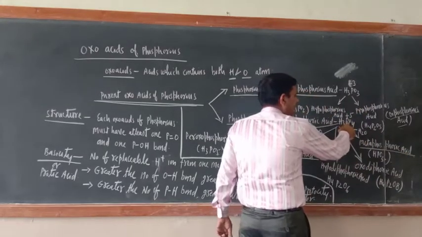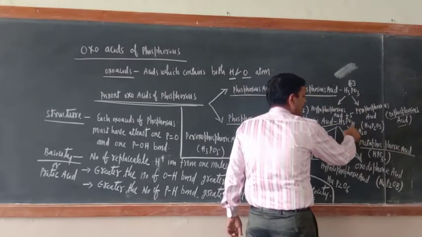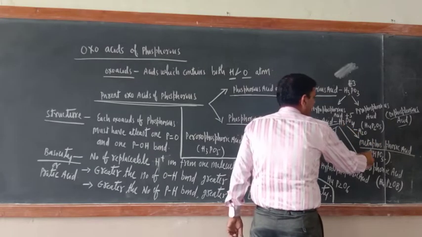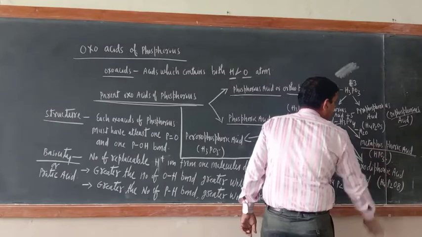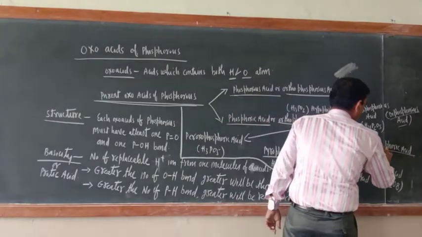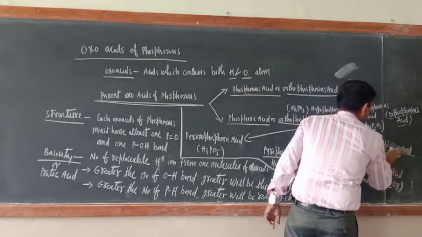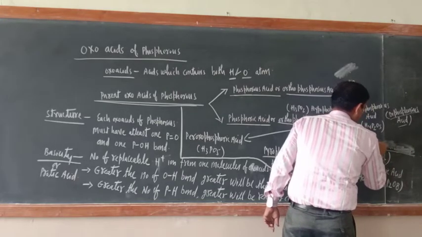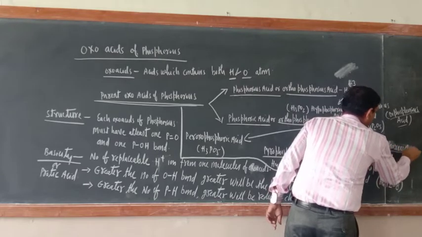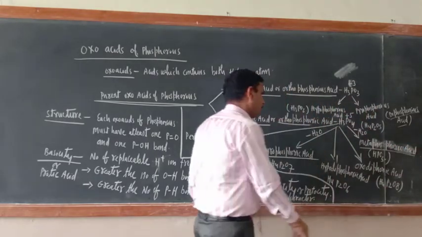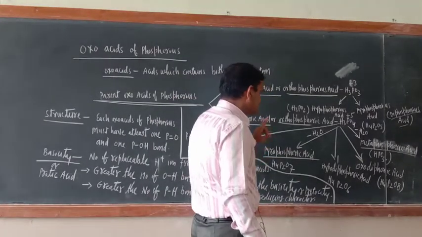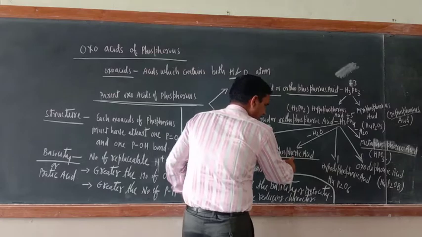Just see, H3PO4 is there. If you remove one molecule of water, so H2O will come out. Now what will be left? HPO3. This is metaphosphoric acid. You will get this one. No problem. Now another one. Next one is pyrophosphoric acid you have got.